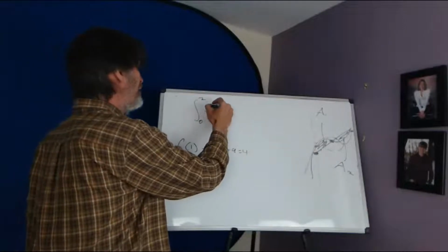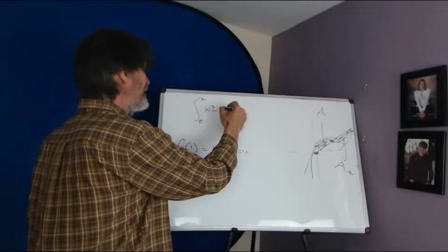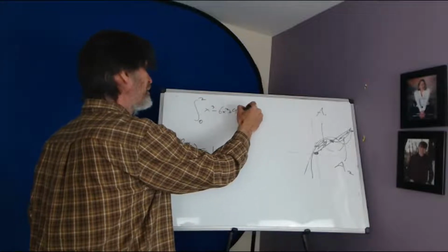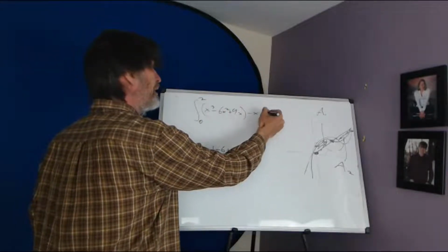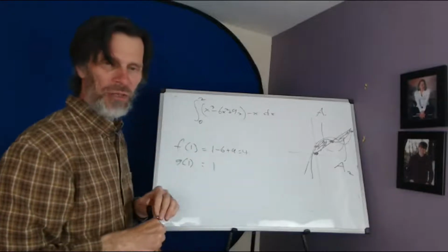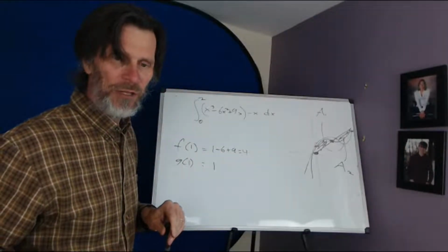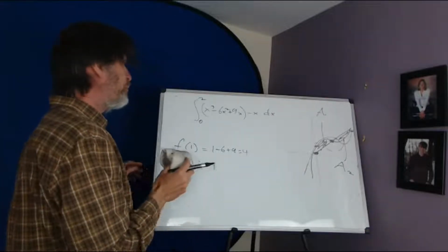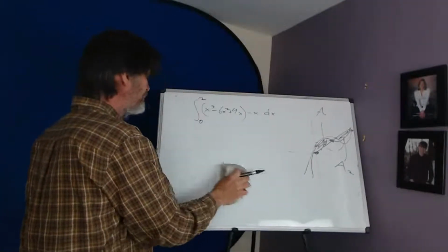I will write it out. X cubed minus 6x squared plus 9x. Bigger function minus smaller function, and follow with the dx. Bigger minus smaller. Okay. Let's do some algebra before we do the antiderivative.